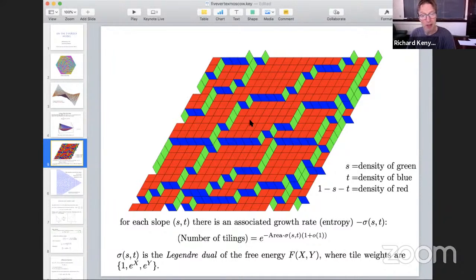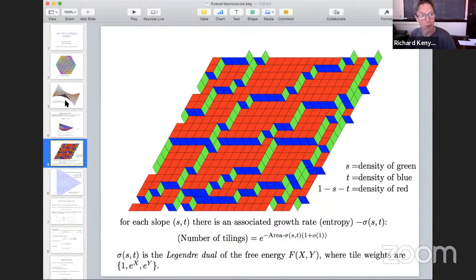Then if you fix that density, there's a unique Gibbs measure on the plane with that density. And it has a certain growth rate, that is, the number of configurations with that particular slope. So for each slope S, T, there's an associated growth rate, which we call minus sigma. That is the number of tilings of a large region like this N by N torus. If I think about the number of tilings with a particular slope, the first order is exponential in the area times some constant, and that constant is sigma(S,T). So sigma(S,T) is some sort of entropy.